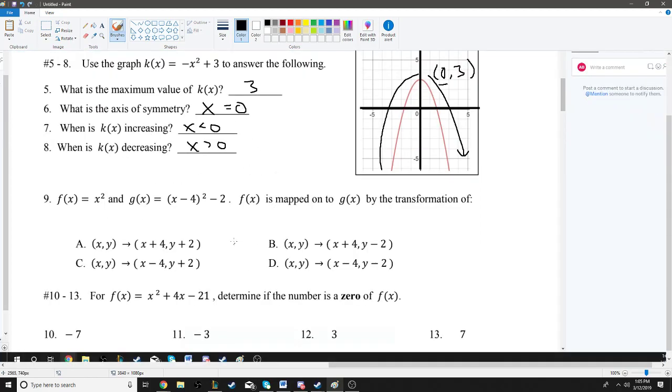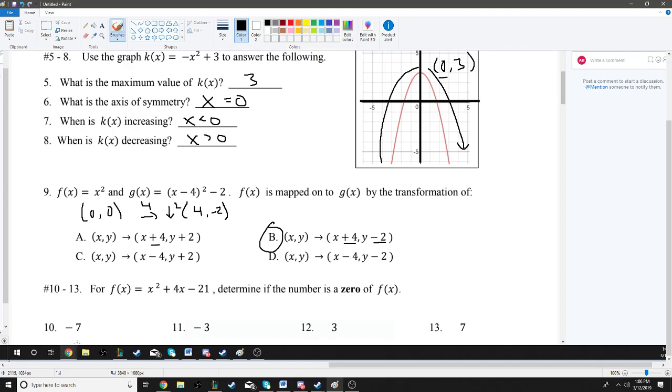For number 9, so this has a vertex of 0, comma 0. This one has a vertex of 4, comma negative 2. So that means our x value moved right 4, and our y value moved down 2. So right 4 would be a plus 4. Down 2 would be a minus 2. Your answer is B.